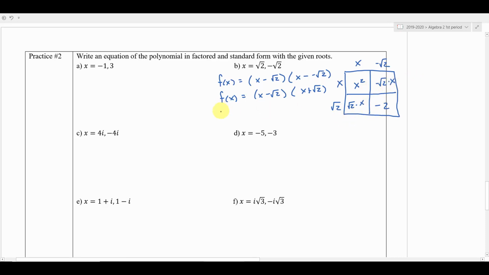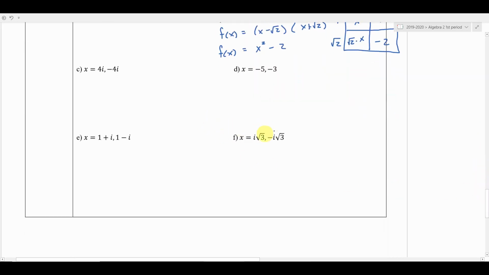Then I go to add these together. I'm going to start writing my standard form by adding those 4 boxes together. You'll notice that the negative root 2x and the positive root 2x cancel each other out. So all you have left is x squared minus 2. There's your polynomial. Don't get thrown off by square roots. I know you guys see this one down here with f as well. Same thing: set up your 2 factors.